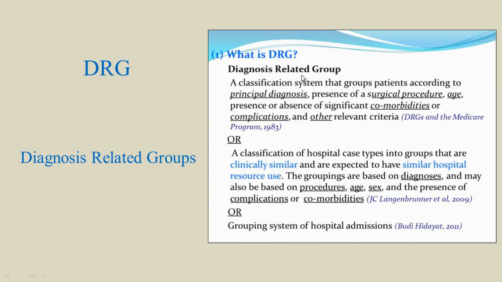DRG. Diagnosis Related Groups. What is DRG? Diagnosis Related Group, a classification system that groups patients according to principal diagnosis, presence of surgical procedure, age, presence or absence of significant comorbidities or complications and other relevant criteria. Or a classification of hospital case types into groups that are clinically similar and are expected to have similar hospital resource use. The groupings are based on diagnosis and may also be based on procedure, age, sex, and the presence of complications or comorbidities, or a grouping system of hospital admission.